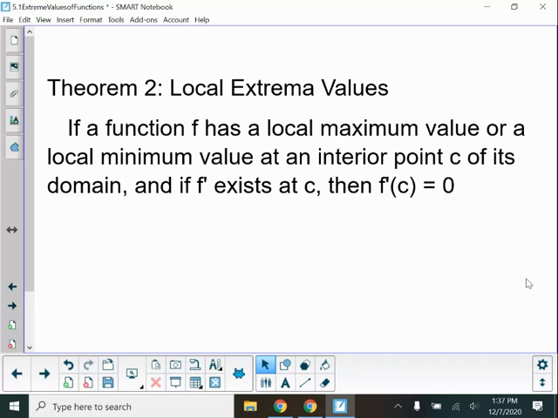So if we know it has a local max or min, then the derivative at that point would have to be equal to 0. If the derivative at that point is equal to 0, that doesn't necessarily mean that it's a local max or min. You have to do a little bit more testing to figure out if that's actually true.